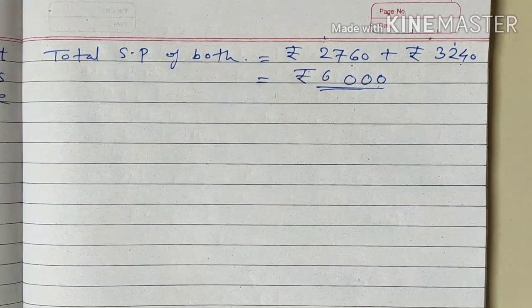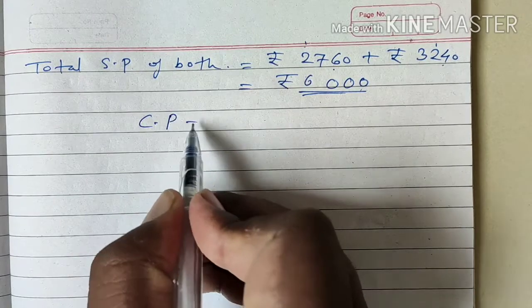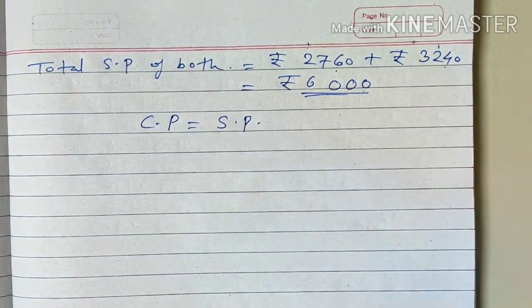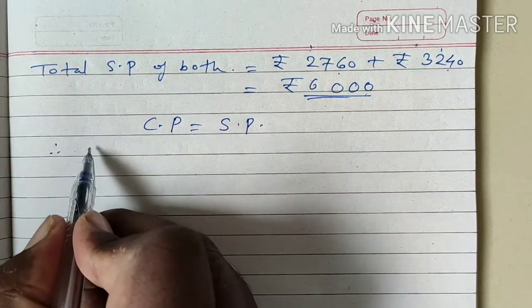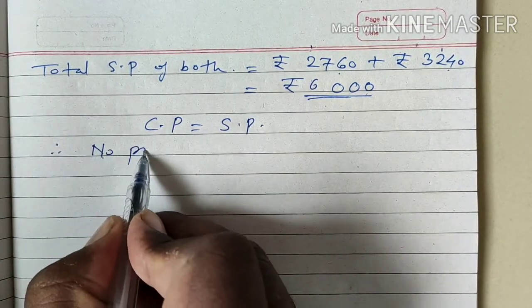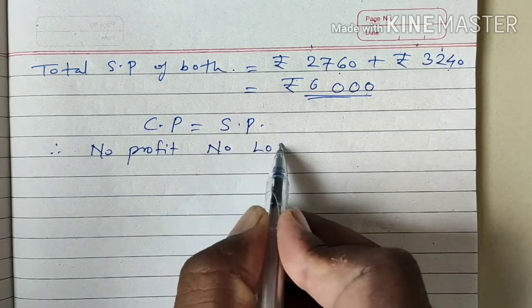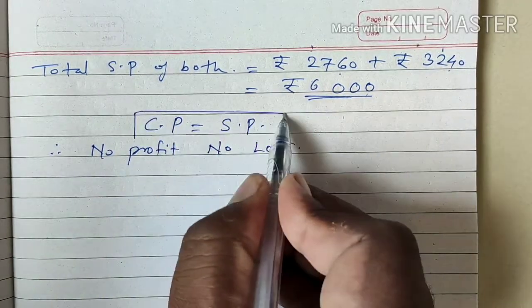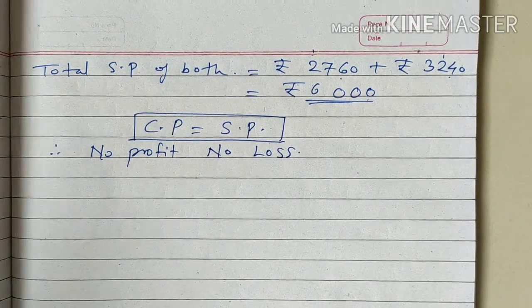Selling price is rupees 6000 and cost price is also 6000, right? Selling price and cost price are equal. In this question, the selling price and the cost price are equal. Therefore, in the whole transaction, there is no profit, no loss. Got it? Understood everyone? Okay.